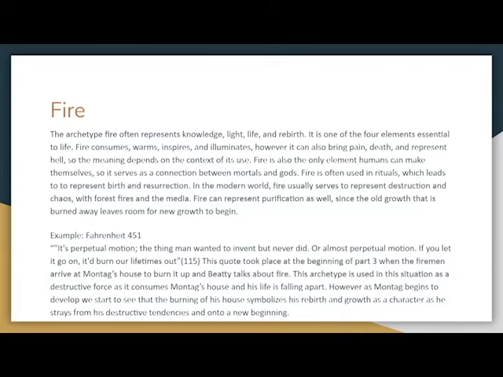This archetype is used in the situation as a destructive force, as it consumes Montag's house and his life is falling apart. However, as Montag begins to develop, we start to see that the burning of his house symbolizes his rebirth and growth as a character, as he strays from his destructive tendencies and onto a new beginning.